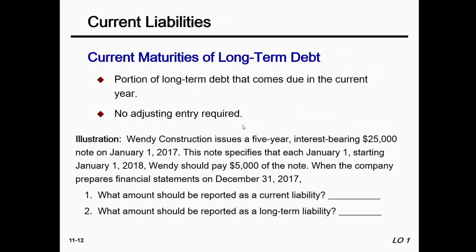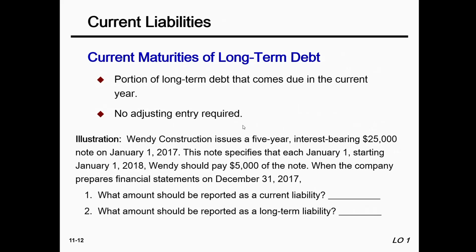Wendy Construction issues a 5-year interest-bearing $25,000 note on January 1st, 2017. This note specifies that each January 1st, starting from January 1st, 2018, Wendy should pay $5,000 of the note. The company prepares the financial statement on December 31st, 2017. So, a few pieces of information are available: the note's life is 5 years, the amount is $25,000, and the note was signed on January 1st, 2017.